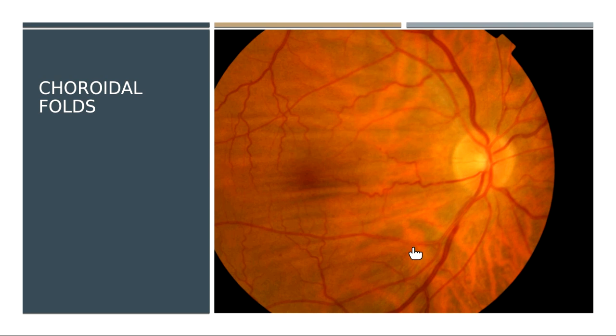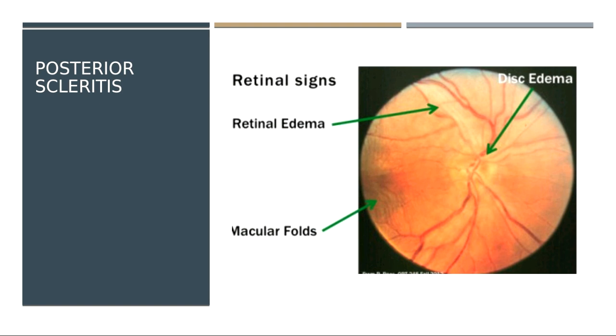You also get choroidal folds. I don't know if you're able to appreciate these linear folds that you get sometimes with patients with a posterior scleritis. So what are the features of posterior scleritis? As I said, you get macular folds or retinal choroidal folds. You get retinal edema and disc edema. So those are the main signs of a posterior scleritis.